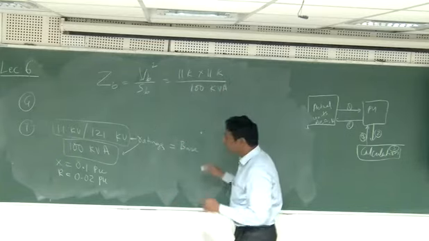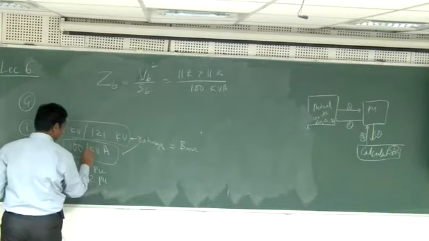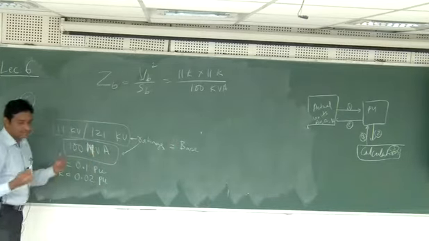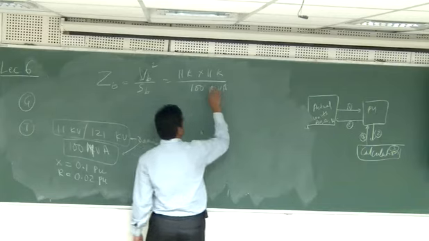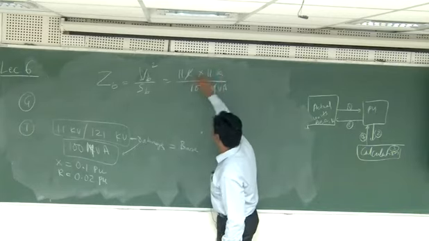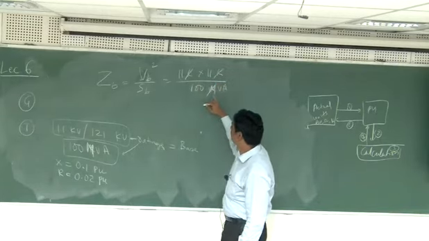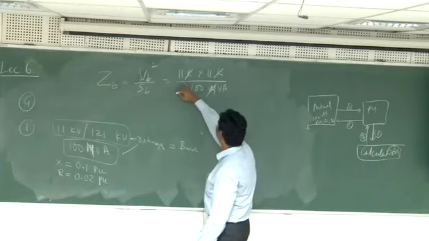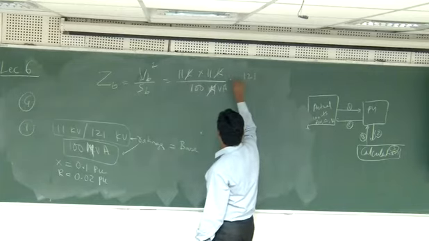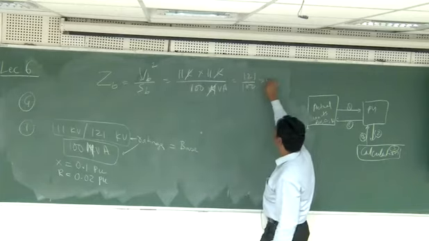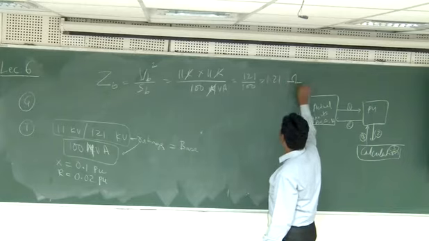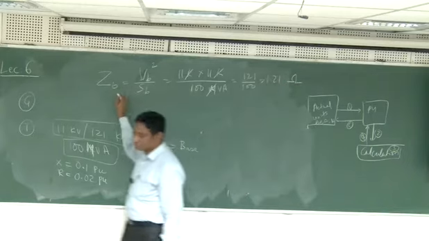Can I just do one thing? I'll put this as 100 MVA so that my calculations are easy. Now I can cancel this M and K, so kilo and mega get cancelled. So 11 into 11 is 121, divided by 100, that is 1.21. So 1.21 ohms is my impedance base.